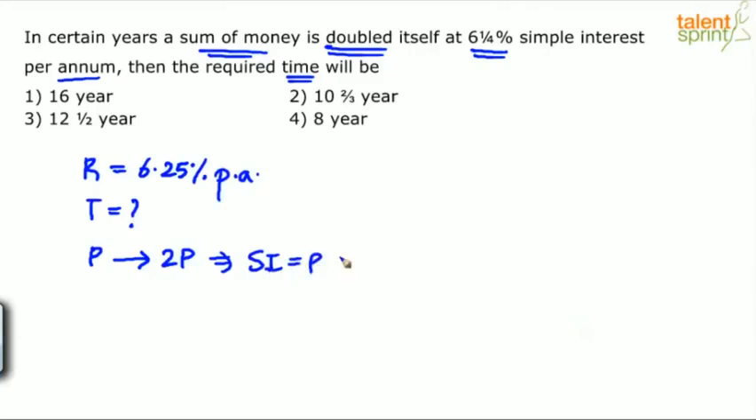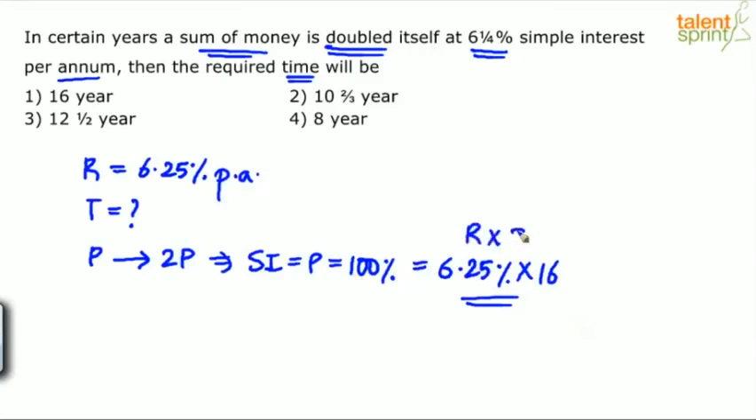P is nothing but 100% of the principal, right? So 6.25% into what will give you 100%? 6.25 into 16 is 100%. 6 into 16 is 96, 0.25 into 16 is 4, and 96 plus 4 is 100. So rate of interest R multiplied with the time period T, so 16 years, option 1, will be the answer.